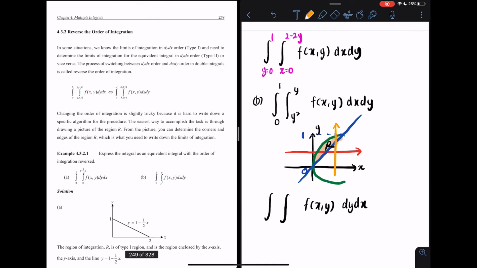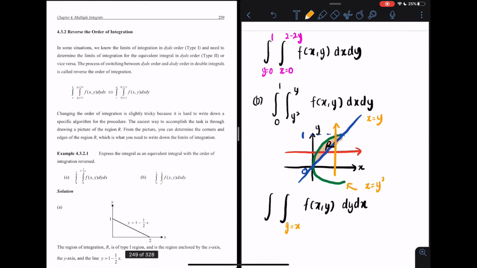So according to this orange arrow, it will touch the straight line first, which is represented by x is equal to y, and the parabola has been represented by x is equal to y squared. Okay, so according to this orange arrow, it will touch the straight line. Therefore, the first integral is integration with respect to variable y. Y should be the subject of my equation. Therefore, y is equal to x will be the lower limit with respect to variable y.